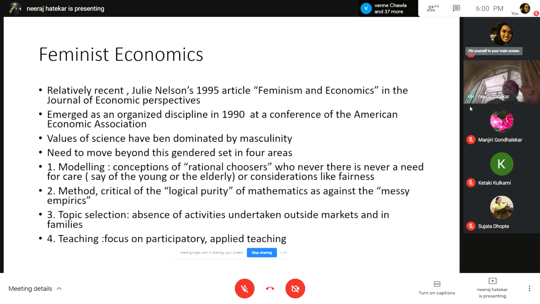Then there's feminist economics, which has become more and more important from the 90s, especially after the 90s. This has become a separate discipline, really, a different, special way of looking at economics. I think an important turning point there was Julie Nelson's 1995 article, Feminism and Economics, in the Journal of Economic Perspectives, which you must look at. Here, looking at the history of science, feminist economics argues that values in science have been dominated by masculinity.